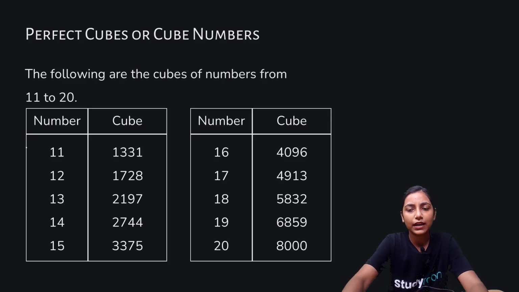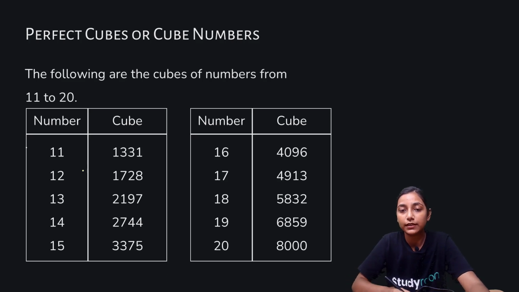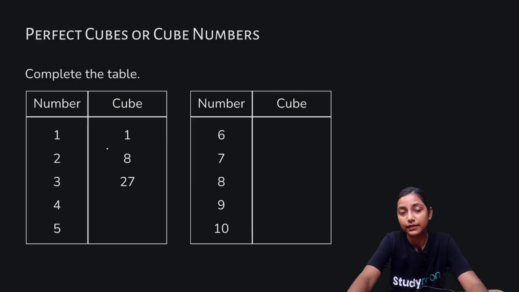Next we are given some cubes of these numbers from 11 to 20. Let's see what these are. So the cube of 11 is 1331. Cube of 12, 1728. Cube of 13, 2197. 14, 2744. 15, 3379, and similarly so on. Cube of 20, 8000.